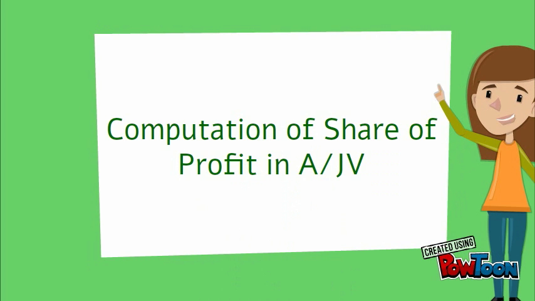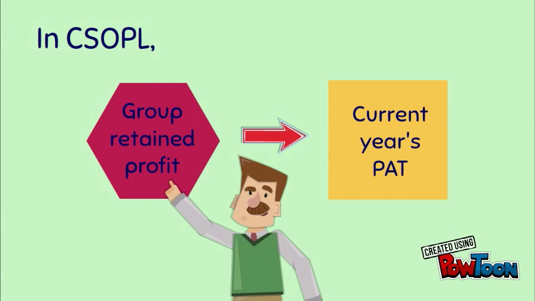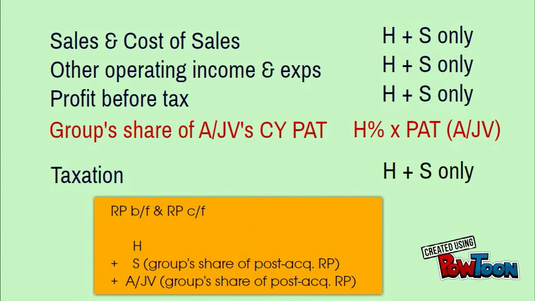The computation of share of profit in associate or joint venture to be disclosed in consolidated statement of profit or loss. In consolidated statement of profit or loss, group retained profit will reflect the group's share of the associate's or joint venture's current year's profit after tax, which is shown separately.